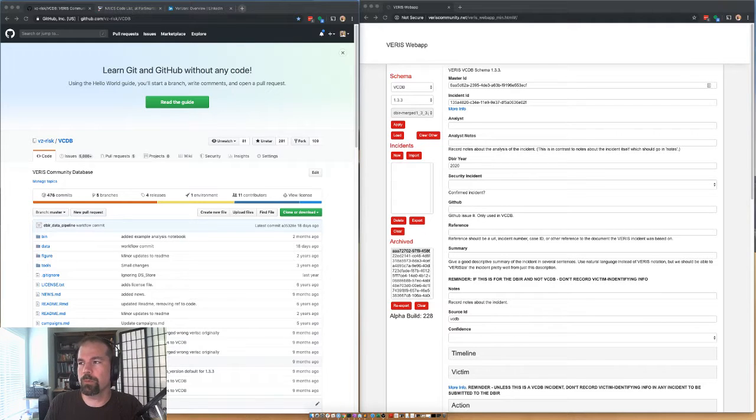We're going to use a tool called the VERIS web app. It's in the VERIS repo on GitHub, vz-risk/VERIS, but it's also hosted at the VERIS community website, which tells you a little more about VERIS. It's an easy way to read in a VERIS schema and then code the data in that format. It arranges the fields in a way that makes sense and is more intuitive than what you get from the JSON.